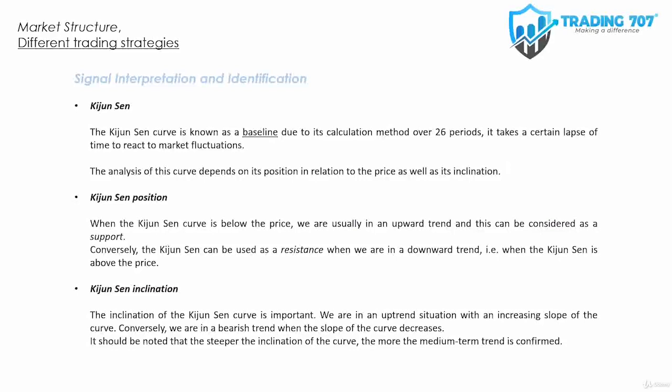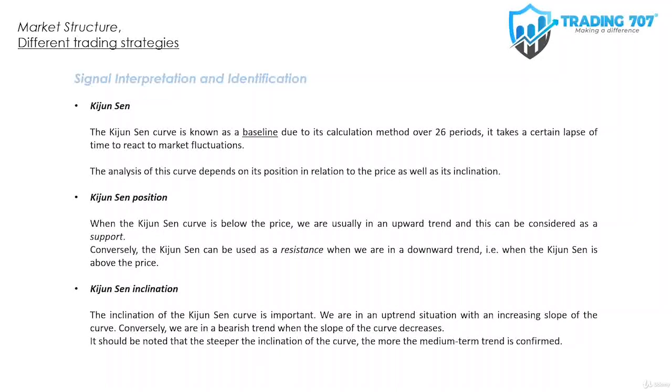Signal interpretation and identification of the Kijun-sen component. The Kijun-sen curve is known as baseline due to its calculation method over 26 periods. It takes a certain lapse of time to react to market fluctuation. The analysis of this curve depends on its position in relation to the price, as well as its inclination.